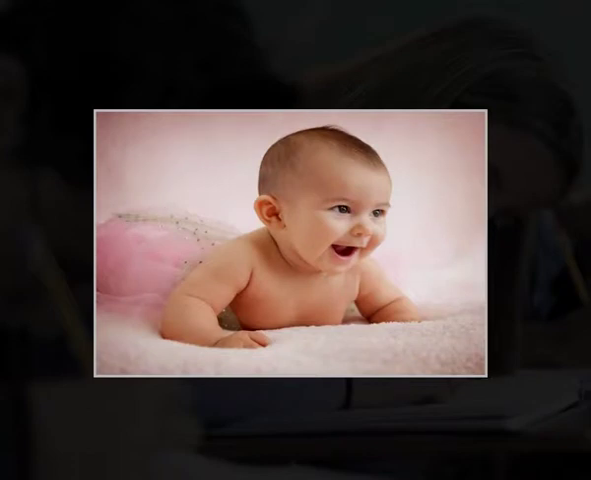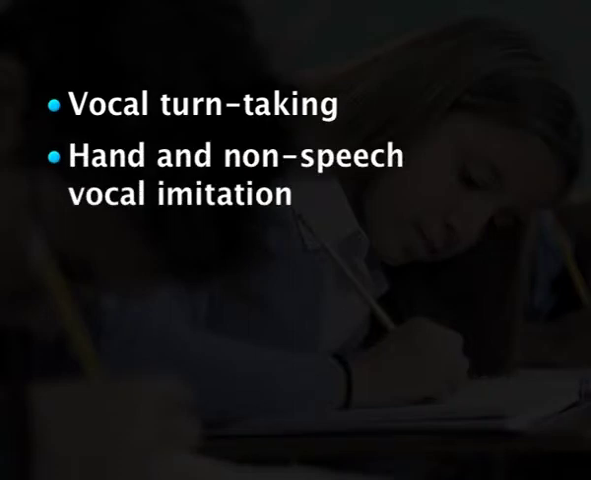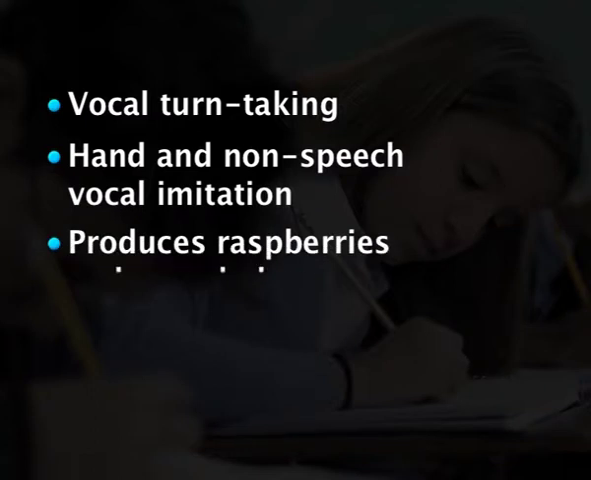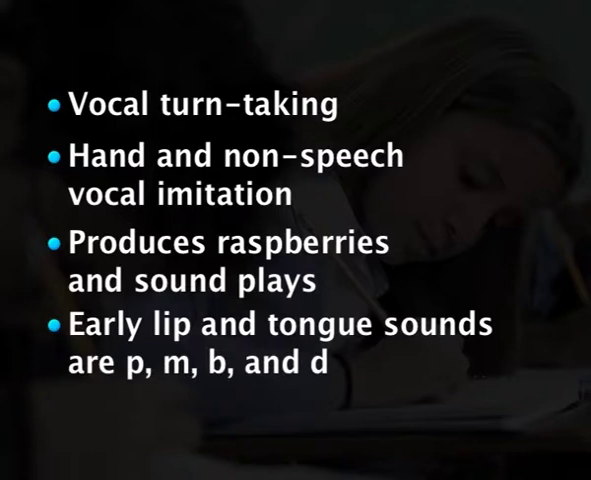3 to 6 months. The developmental milestones for 3 to 6 months of age under receptive skills are: he searches for speakers and sounds, he is frightened or upset by angry voices and smiles for friendly voices. Under expressive skills, the child has to develop these skills: vocal turn taking, hand and non-speech vocal imitation, produces raspberries and sound plays. Early lip and tongue sounds are p, m, b and d.